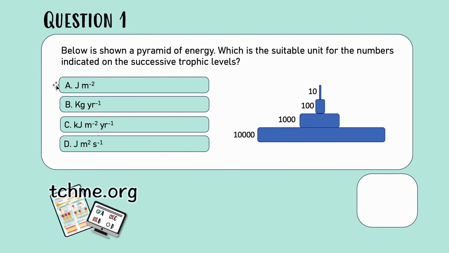So below is shown a pyramid of energy. Which is the suitable unit? I told you, this is actually a modified past paper question, so it's not me making this up. You need to know the unit for the numbers indicated on the successive trophic levels, okay? So it's showing the energy levels, each trophic level, producer, primary consumer, secondary, tertiary, and you can see. So what's the unit? Remember, it includes time and meters, so distance, and the kilojoules, okay?